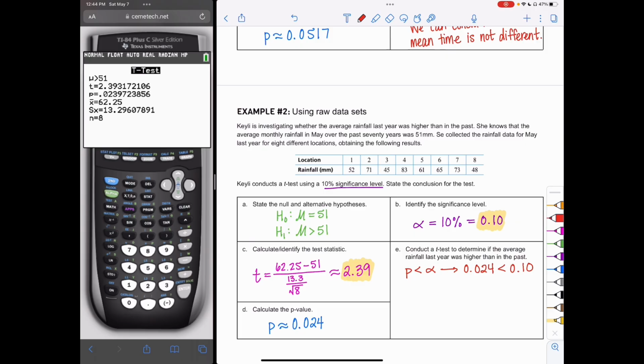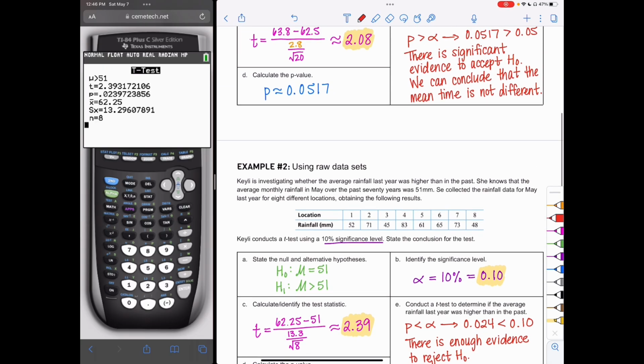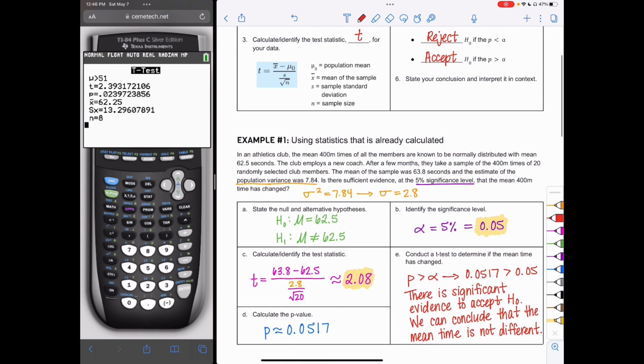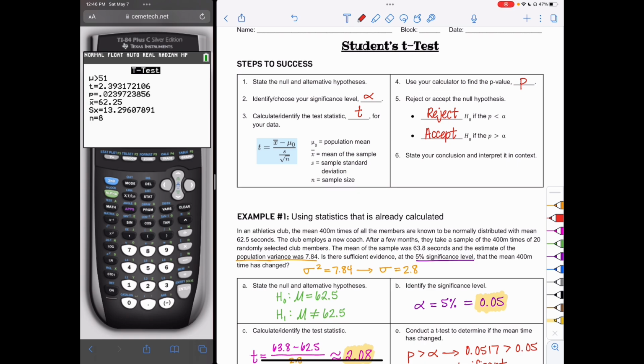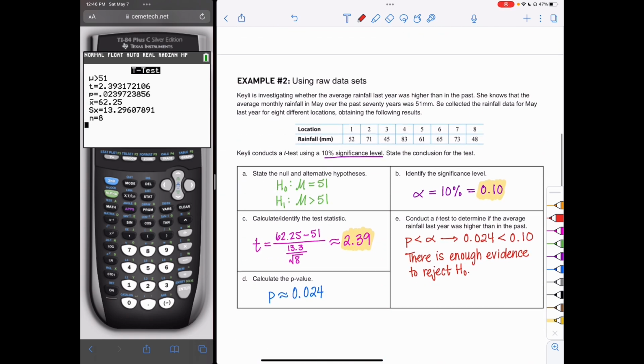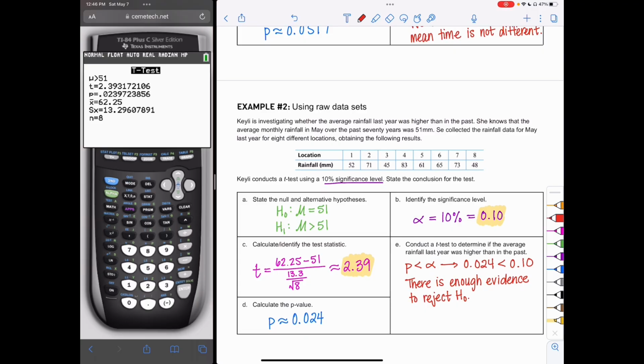So from this, we can conclude that there is sufficient evidence to reject the null hypothesis. Because remember, when your p-value is less than your alpha level or your significance level, we reject the null hypothesis. So now we should be able to say the average rainfall is higher than in the past.